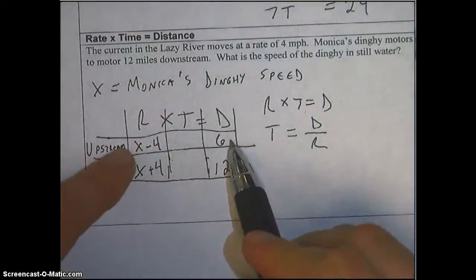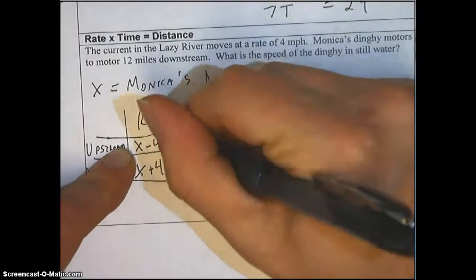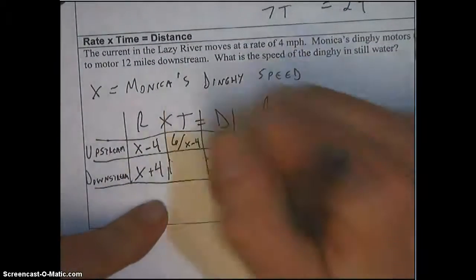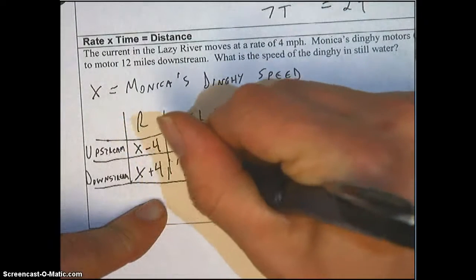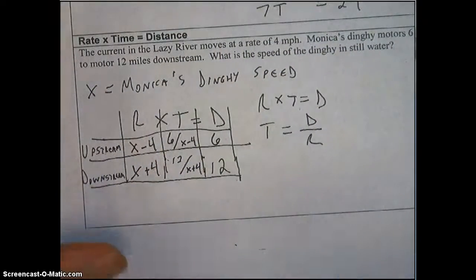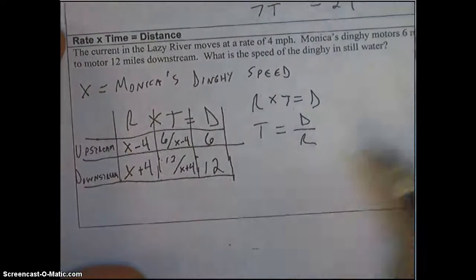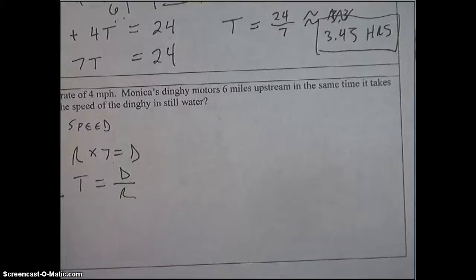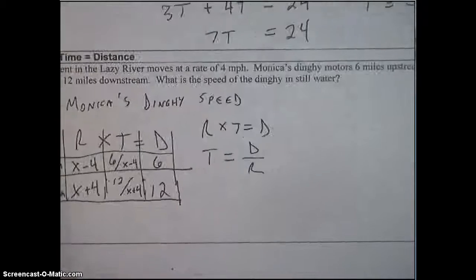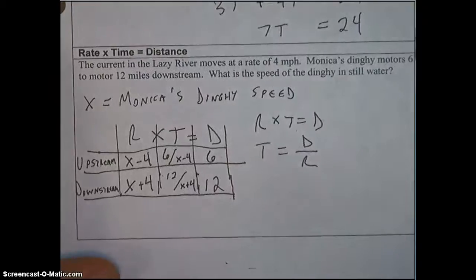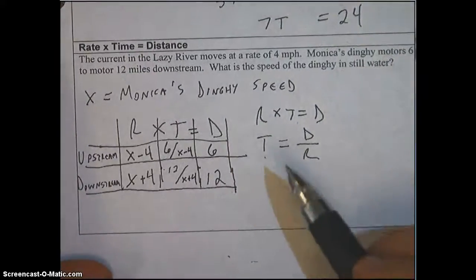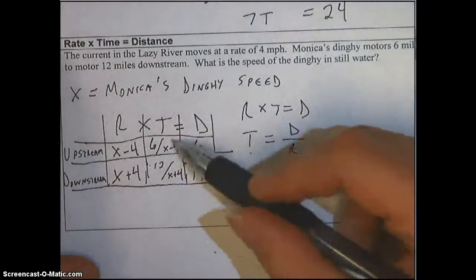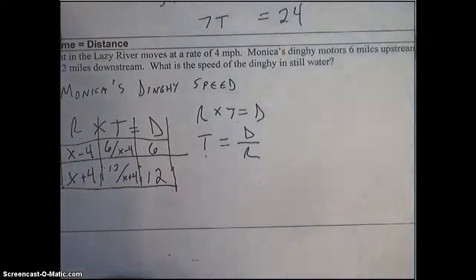Distance divided by the rate. And so I know my distance, I know my rate. So the distance, 6, divided by the rate, x minus 4. And then the distance here, 12 over x plus 4. Now the last step's the big one. You need to realize what it says right here, where it says that she can go 6 miles upstream in the same time it takes her to go 12 miles downstream. That means that this t, that time, is the same for both equations. So that means these two times are equal. So I'm going to set them equal to each other.